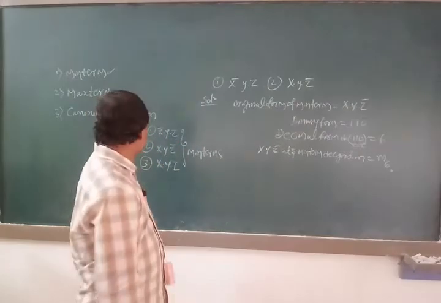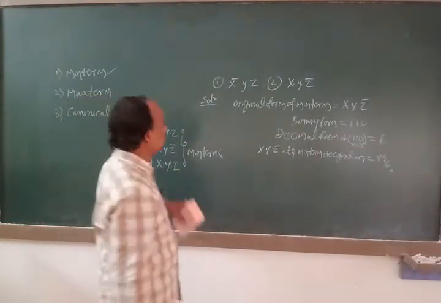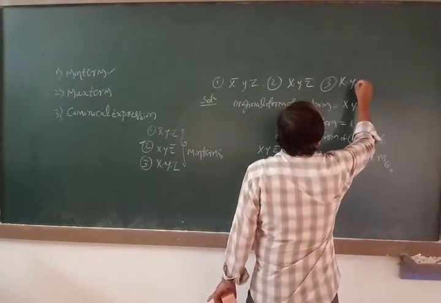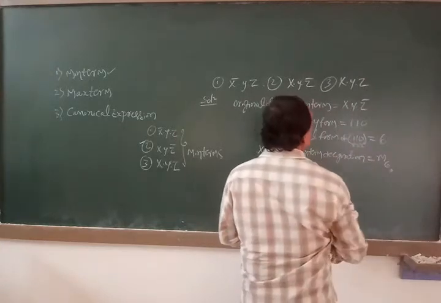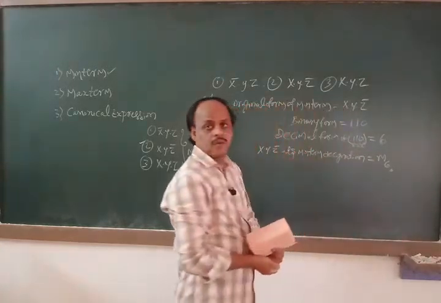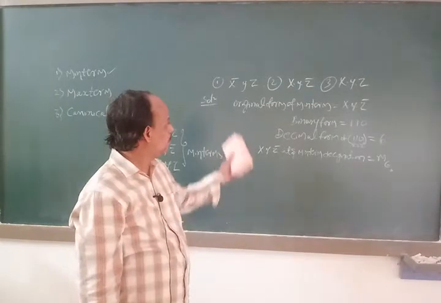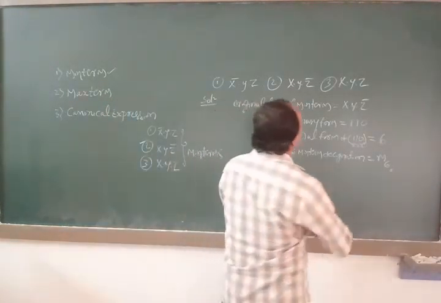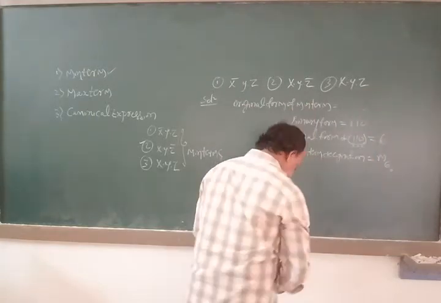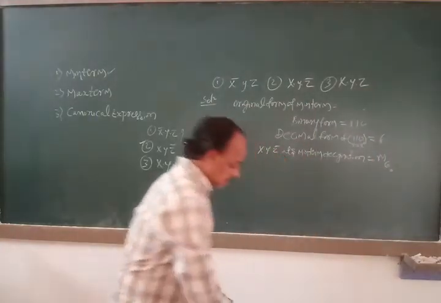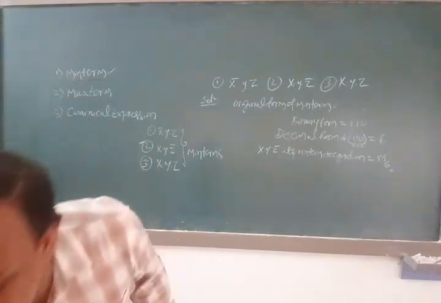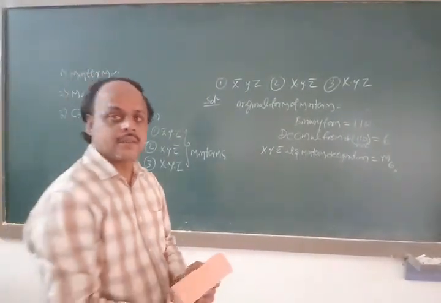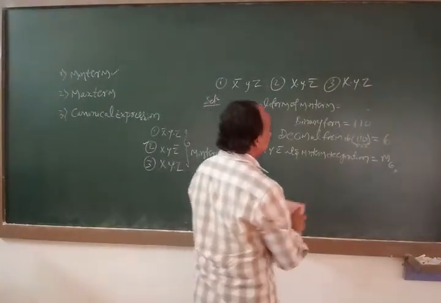Like that, consider the third one, x into y into z. Right? First, what we have to do? Copy the original form of the min term.